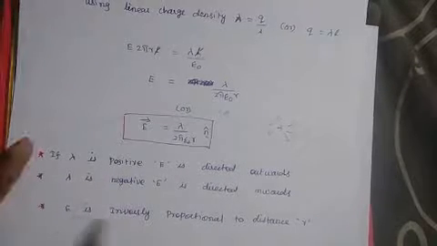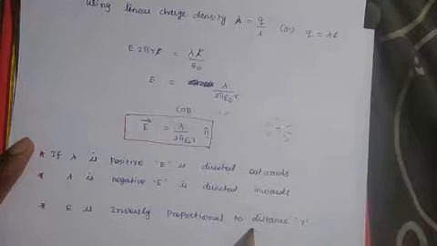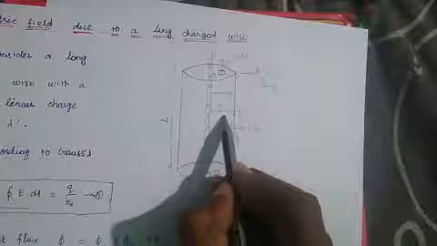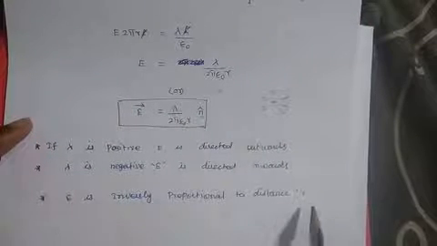Next, the field is inversely proportional to the distance r. If the point is far from the length of wire, the field will be minimum. If it is closer to the length of wire, it is maximum. That is the final statement given here.